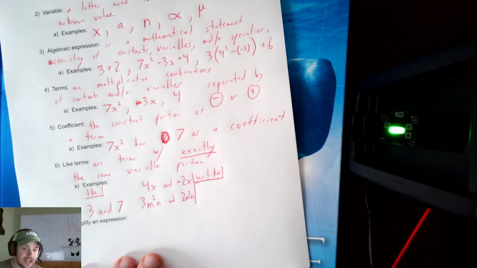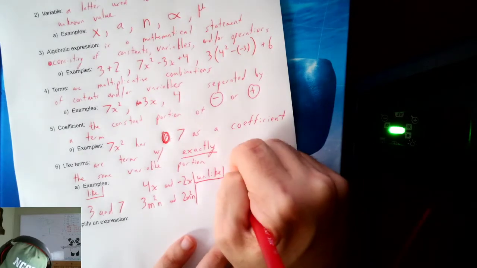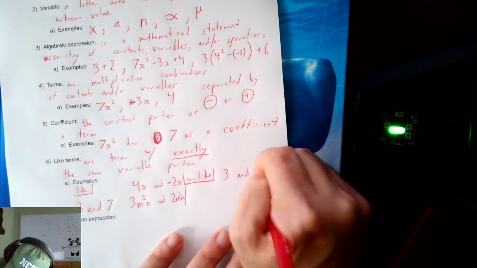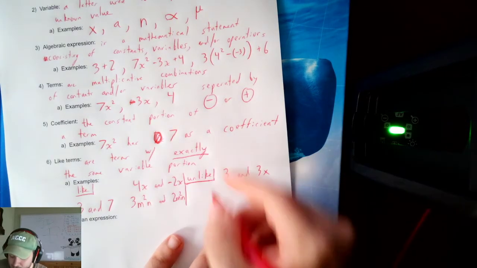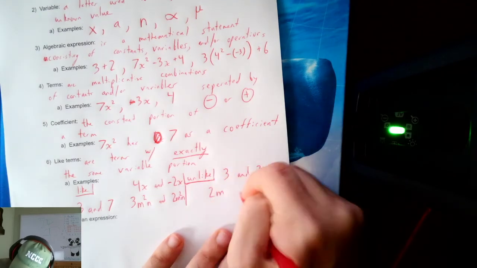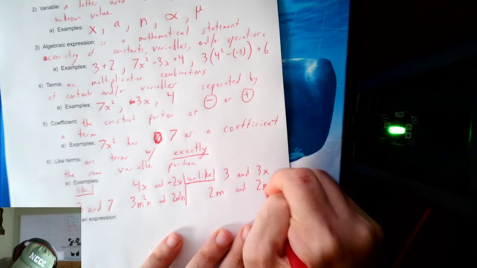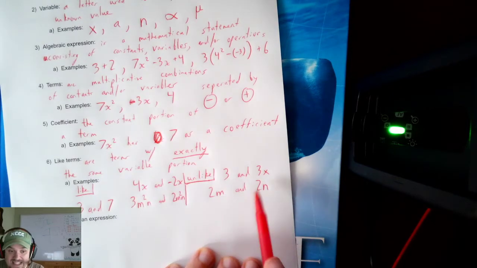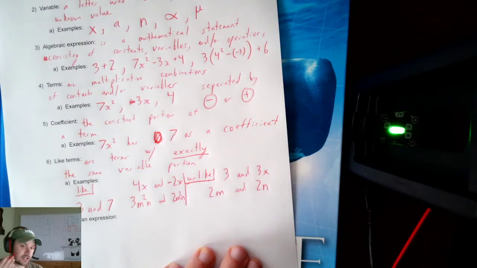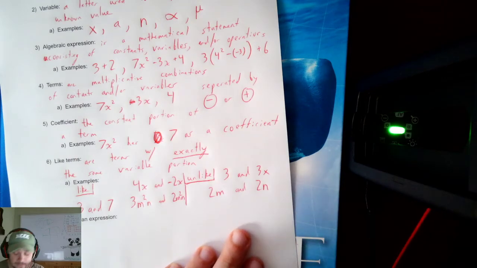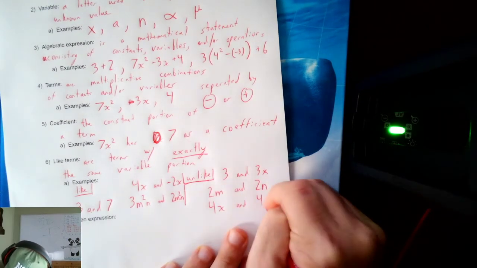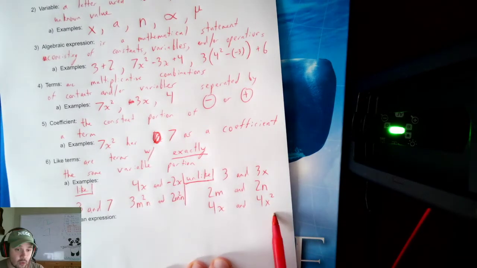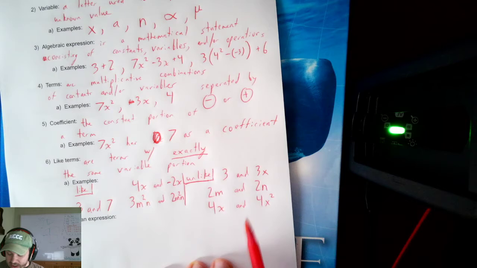Unlike terms, on the other hand, are ones that don't have exactly the same portion. Maybe 3 and 3x. Those are unlike. One has x's, one doesn't. Another example might be 2m and 2n. One is m, one is n. M as in Marcus, n maybe as in Nancy, right? They have different variables. And then a last example, maybe we have 4x and 4x squared. X and x squared are not the exact same, so these are unlike.